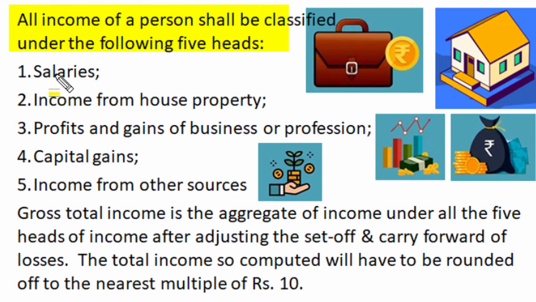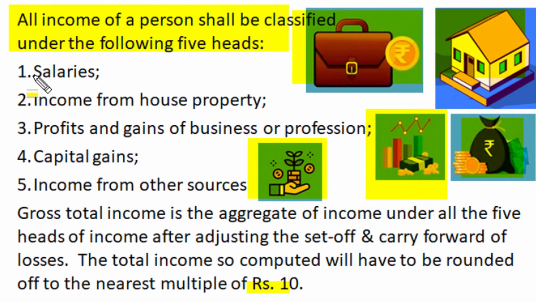All income of a person is classified under the following five heads. One is the salary head, the other one is income from house property. There may be profit and gains from business or professional activities. There may be some capital gains as income, and one can have income from other sources which are not covered in these four. Now, the gross total income of all these five heads is the aggregate of income, and this income is calculated after making adjustment for set off or carry forward of losses, and then the total income so computed will have to be rounded off to the nearest multiple of 10 rupees.